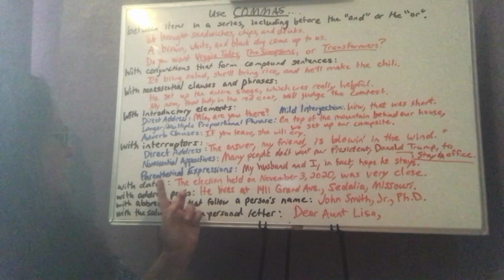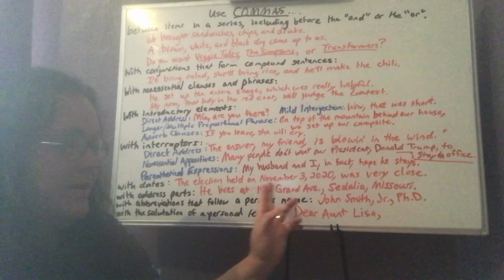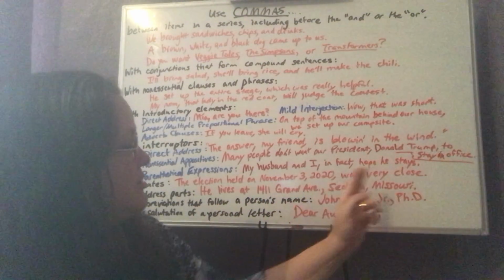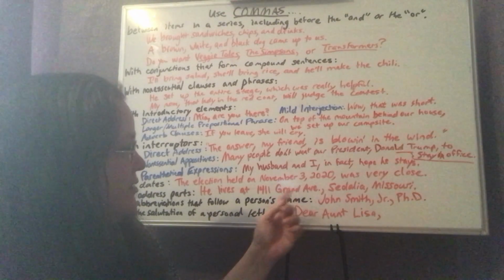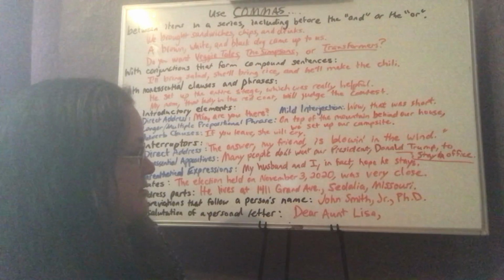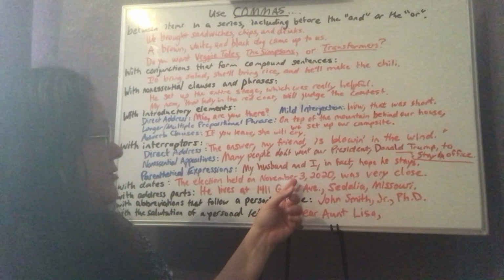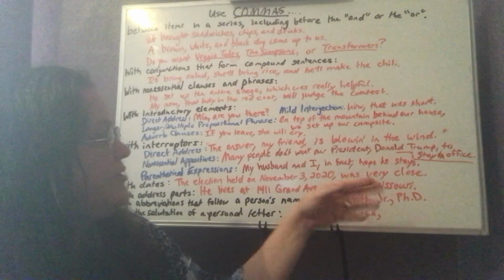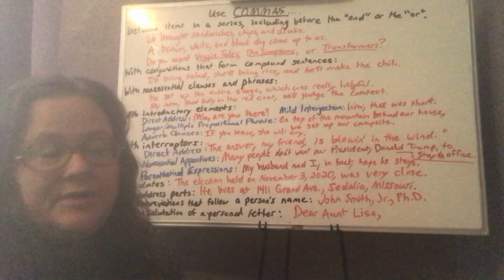Another reason that we might need commas is with dates. In English, this is how dates are written in a sentence. "The election held on November 3rd, 2020, was very close." So I have a comma between the day of the month and the year, and a comma between the year and the rest of the sentence. So that's how we do that.